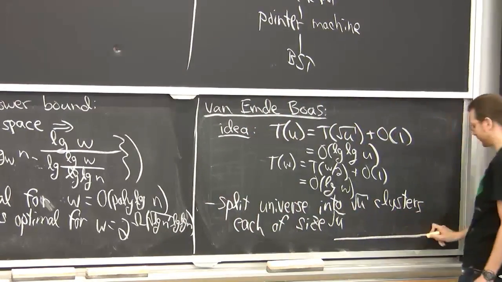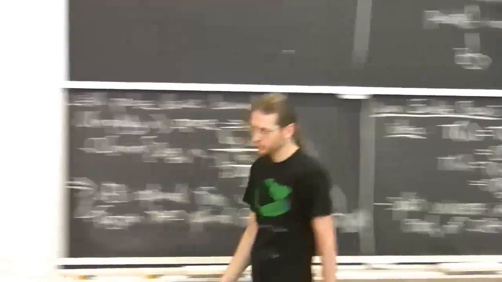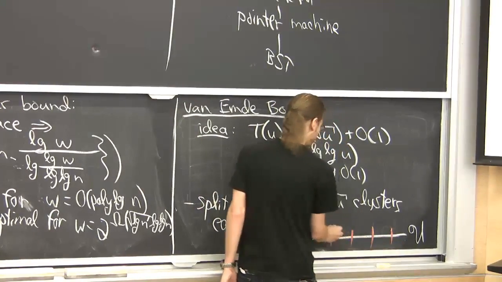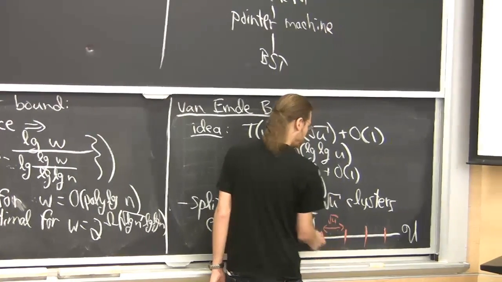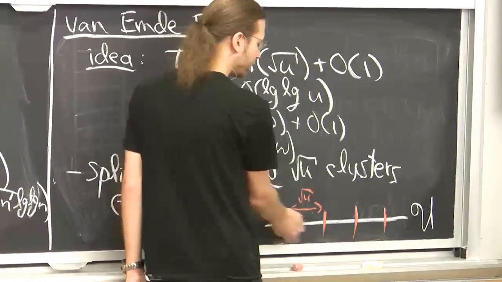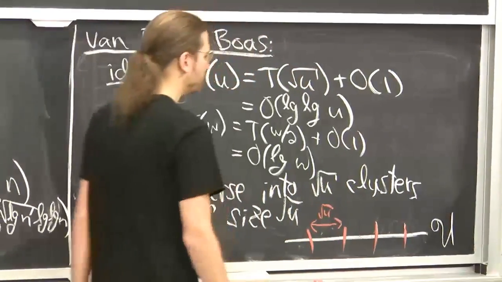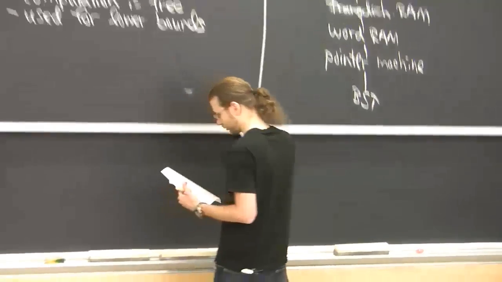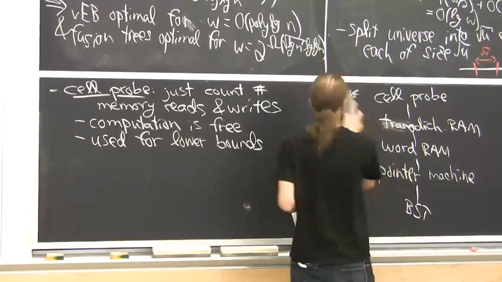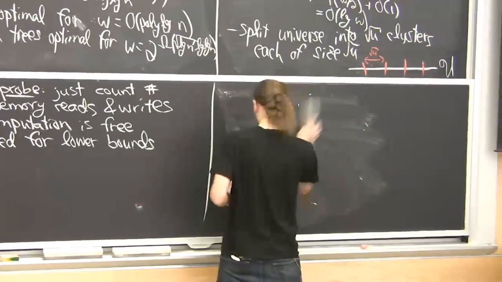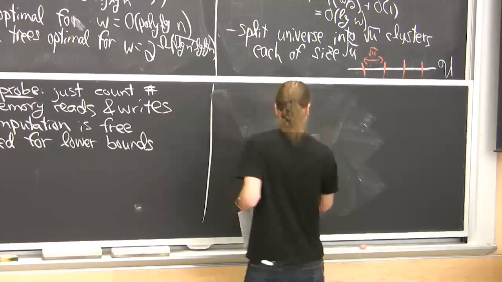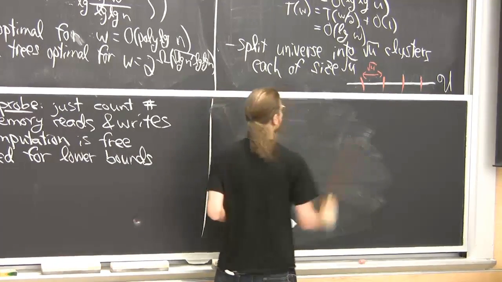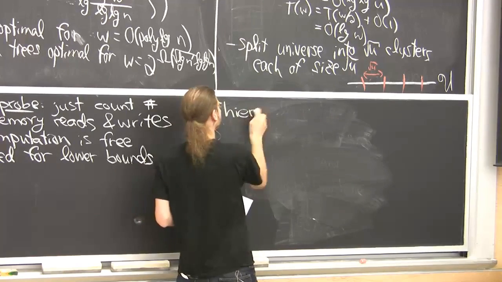So if here's our universe, I just split every square root of u items. So each of these is root u long. The number of them is square root of u. And then somehow I want to recurse on each of these clusters. And I only get to recurse in one of them. So pretty simple idea. Yeah, I'll talk about how to actually do that recursion in a moment. Before I get there, I want to define a sort of hierarchical coordinate system.